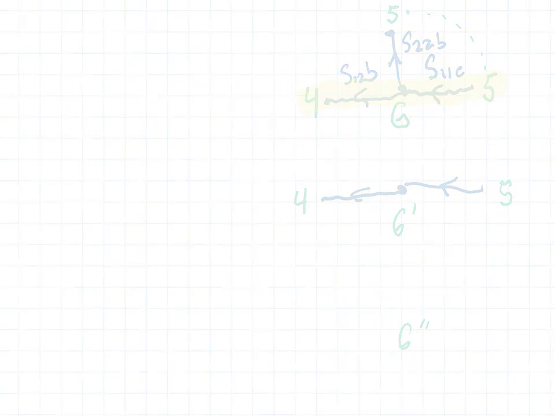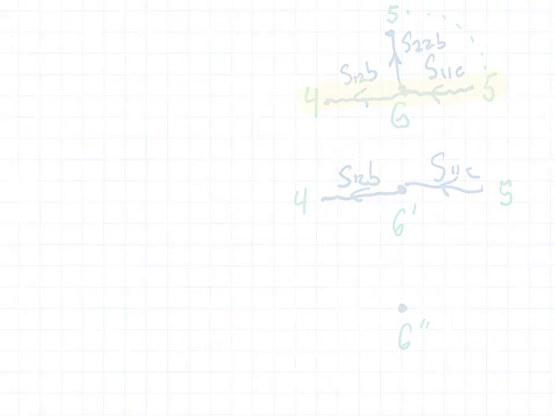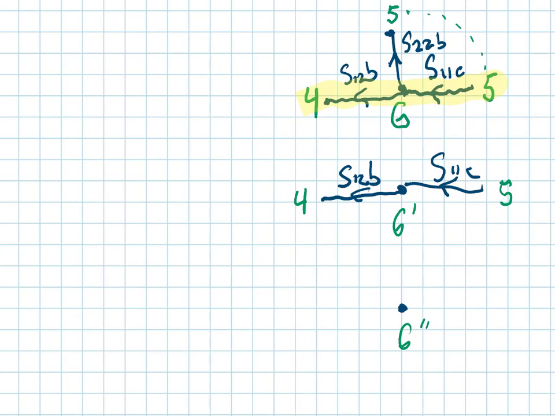And we've got S12B and S11C coming in. So S12B coming out and going to node 4, and S11C coming in from node 5. Okay? And then for the other part of the split, I'll highlight that one in a different color. We'll look at this section.